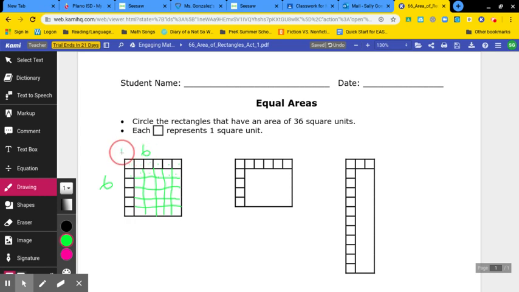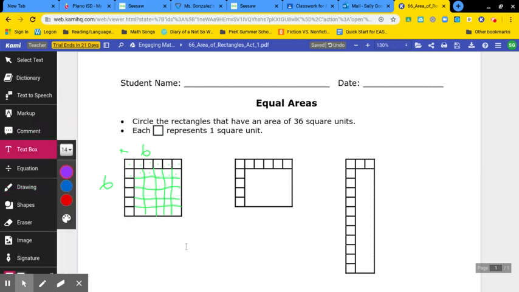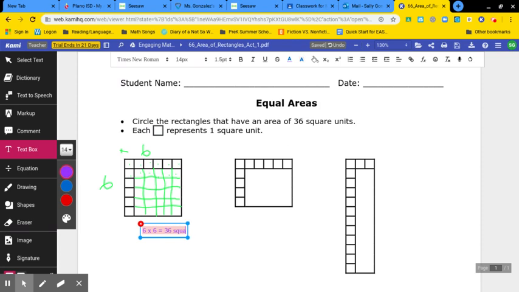Now I can multiply the length, this is the length, times the width to find the area for that rectangle. So 6 times 6 equals 36 square units. So that is the area for this one right here. Okay. Now I'm going to do the same thing for this one.